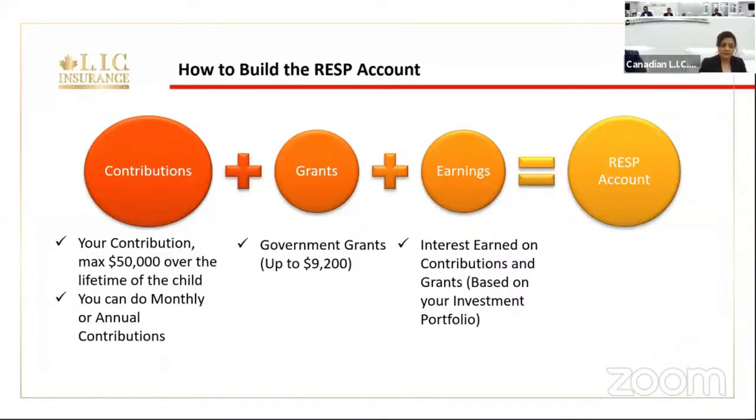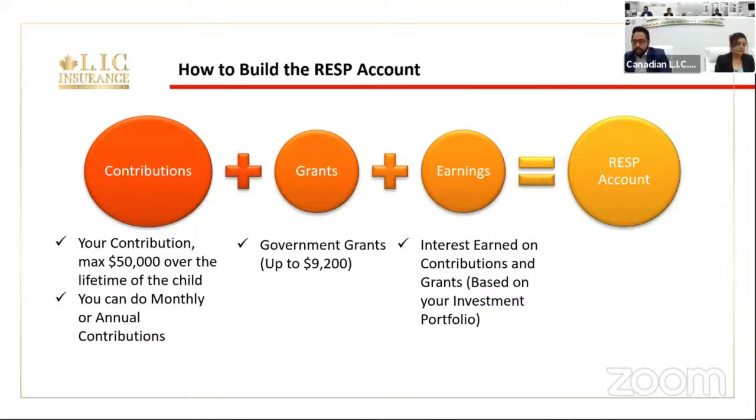Okay, so just to sum up, the basic grant you are saying is $7,200, and then the CLB based on the income of the family is $2,000. So what we are looking at in terms of total grant that we can receive is $9,200 per child in the family. Yes, sir.